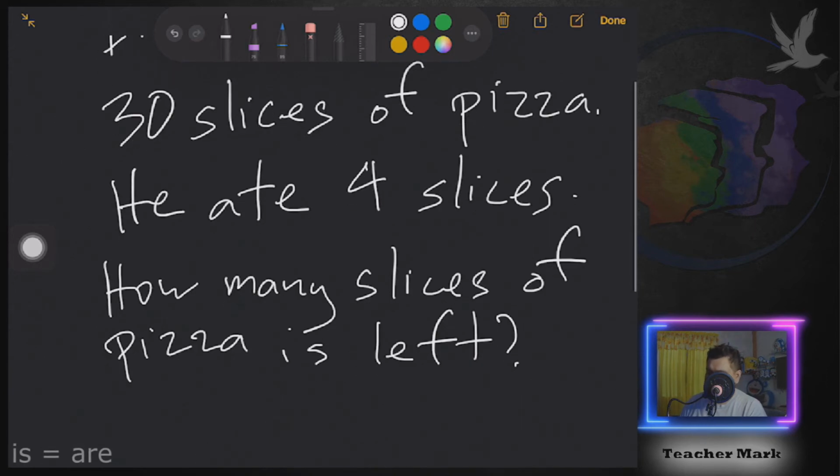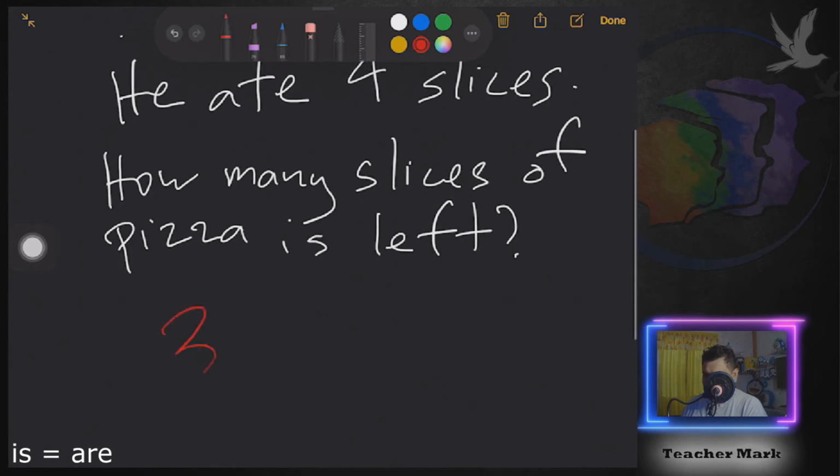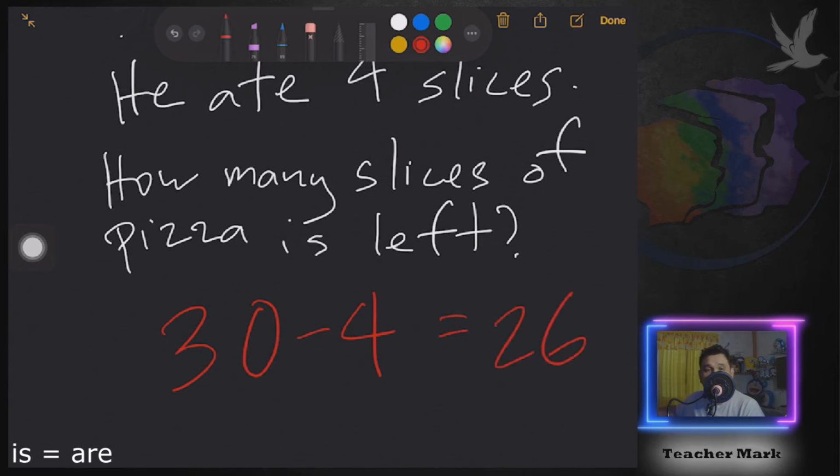Okay, I hope you said that. So anyway, 30 minus 4 is the solution to this problem. 30 minus 4, which is now equivalent to 26, and you can say that there are 26 slices of pizza left.